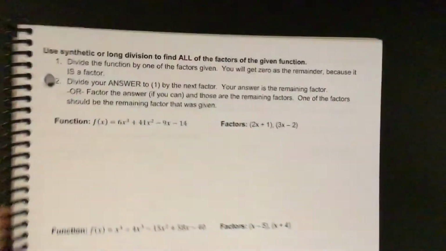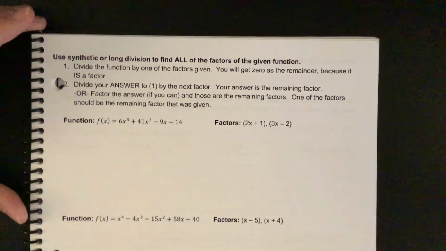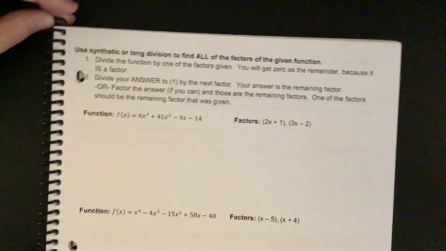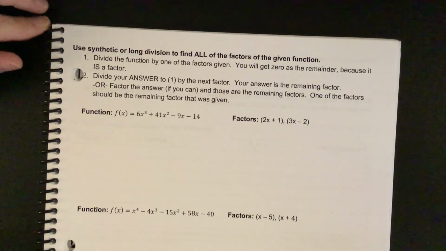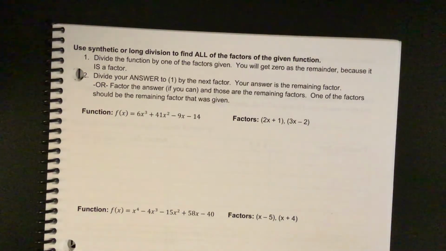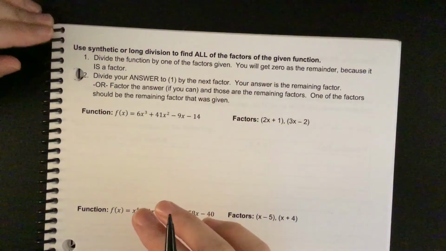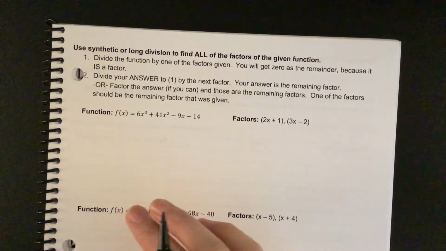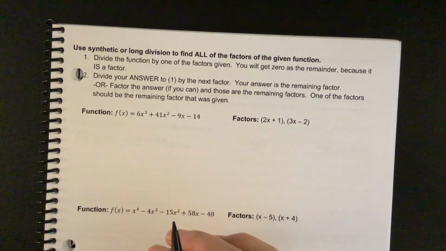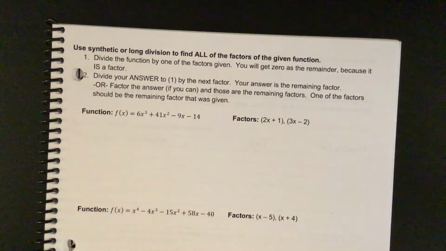Okay, next page. So use synthetic division or long division to find all of the factors of the given function. Divide the function by one of the factors given. You will get 0 as the remainder because it is a factor, right? We know that those two are factors. Divide your answer to 1 by the next factor. Your answer is the remaining factor, or factor the answer if you can, and those are the remaining factors. So the goal is to factor completely.